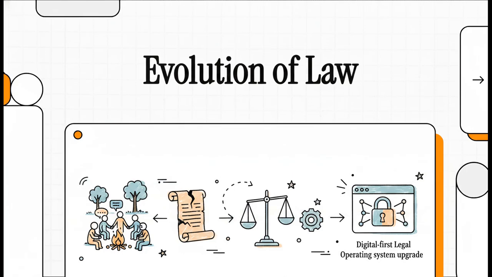Today, we are taking a fascinating 4,000-year journey back through human history. I want you to think of law as humanity's ongoing attempt to upgrade its operating system for society. We've gone from primitive kinship-based mediation all the way to a highly structured digital-first legal architecture. And honestly, the evolution is absolutely incredible.